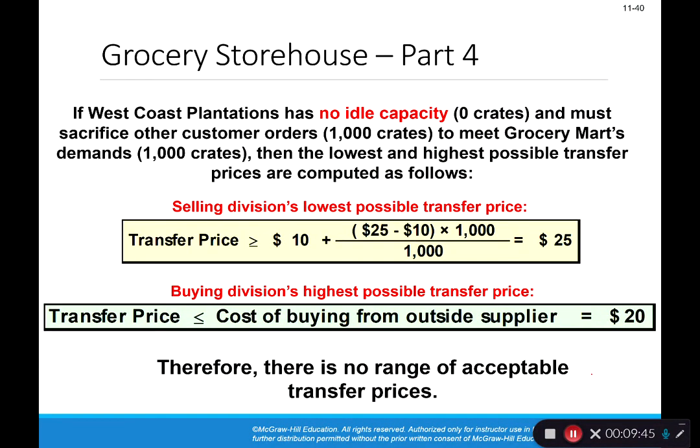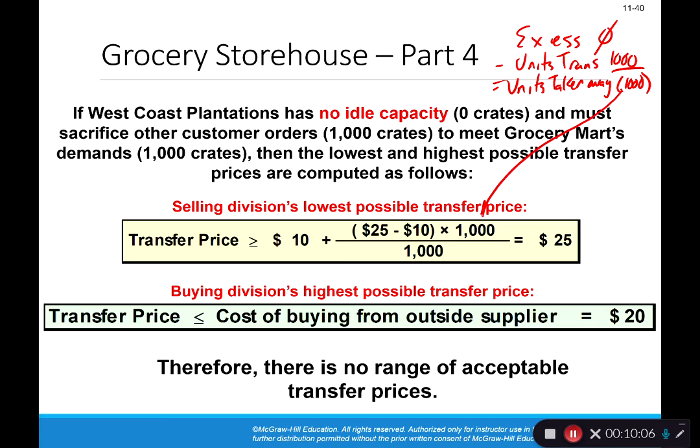Now let's look at another example where we have no idle capacity. So using that little formula, now our excess is 0 minus the units transferred of 1,000 gives us units taken away. And because it's negative, it is actually units taken away. So we're going to take the units taken away times our CM to the outside, which I already figured out earlier was 15 bucks. And then that's going to give us our transfer price. And you'll notice that it ends up being the 25 bucks that we're already selling it to third parties for.